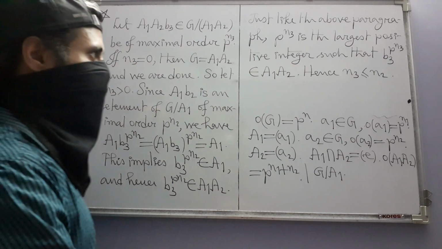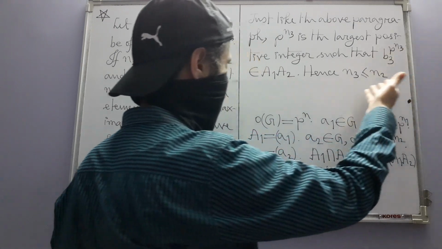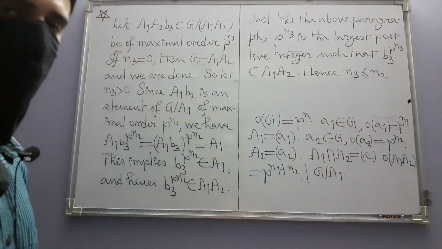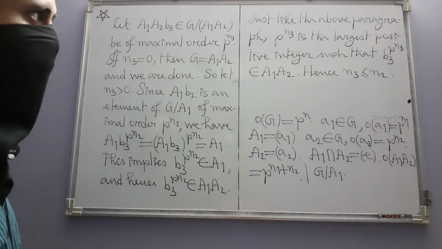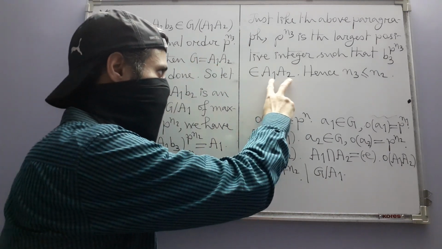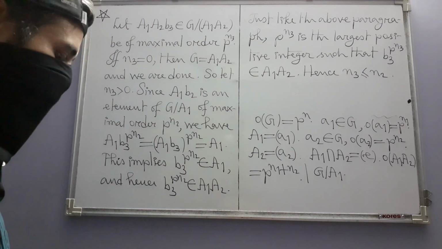Alright. Now, of course, this is an element in which the exponent is the highest possible, such that this power of B3 belongs to A1, A2. Now, being an element of A1, A2, it has a specific form. So, let us consider that now.